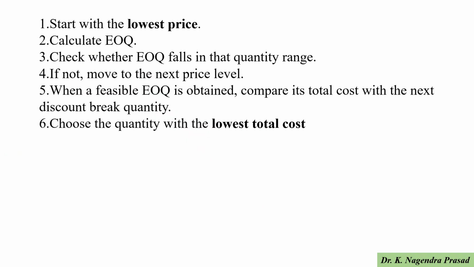Let's see the procedure to solve the two price break model problems. First, always start with the lowest price. Then we have to calculate the EOQ. After that, check whether the EOQ falls in that quantity range. If not, move to the next price level. When a feasible EOQ is obtained, compare its total cost with the next discount break quantity. After that, we have to choose the quantity with the lowest total cost.